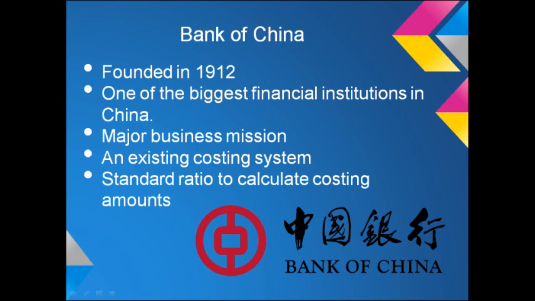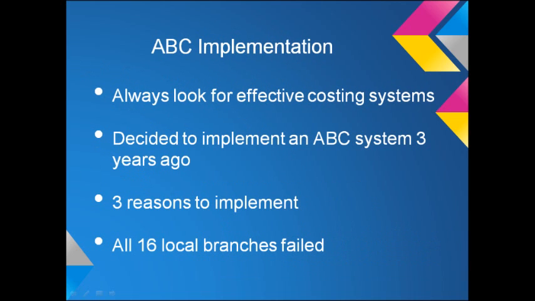The bank sets a limit for cost for every department at the beginning of the year, and the designated amount is tightly linked with the previous year's profit of each department. 39% is the standard ratio that the branch uses to calculate costing amounts. This ratio was prescribed by the Bank of China head office, and it has not changed for the last 5 years. Bank of China is always looking for effective costing systems.